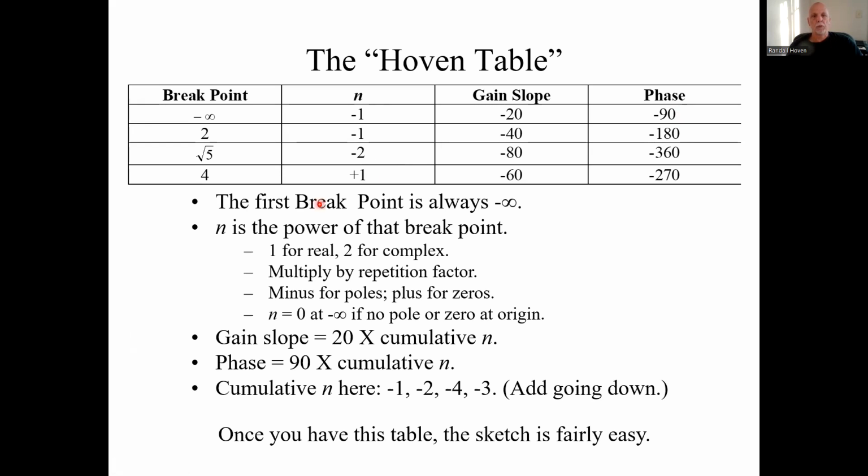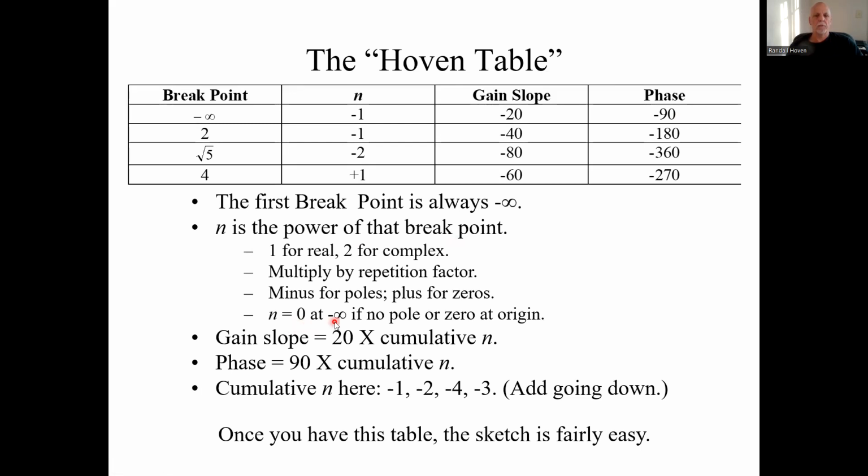Right? The first breakpoint, this will always be in every table. This top breakpoint at minus infinity. N is the power of that breakpoint. What if it's a real term? 2 for complex. Multiplied by the repetition factor. This example doesn't have anything. They were all to the first power. It's negative for poles, plus for zeros.